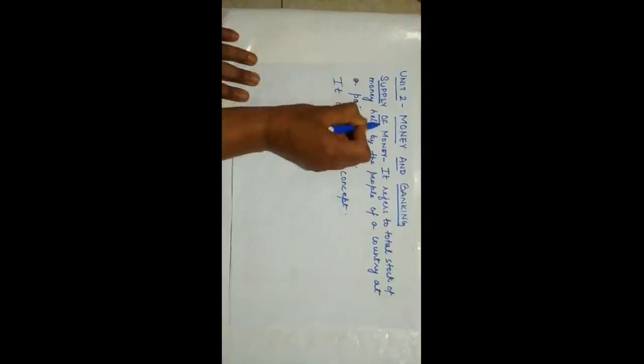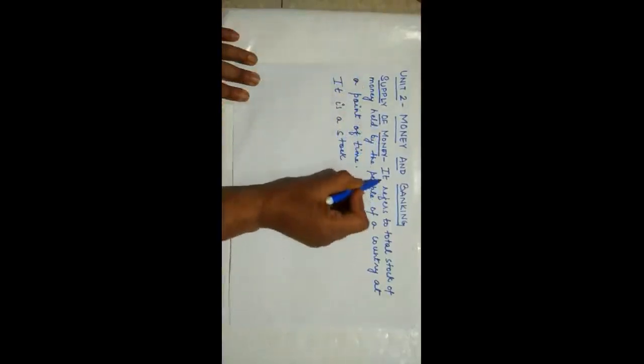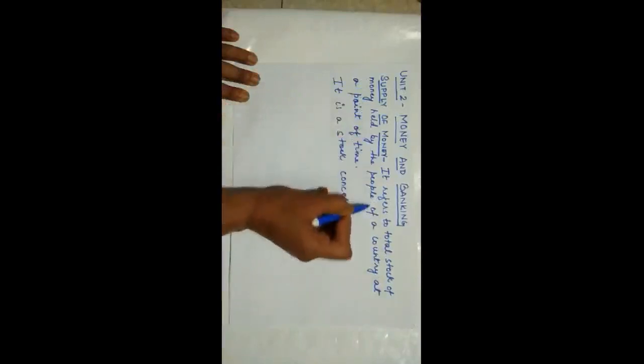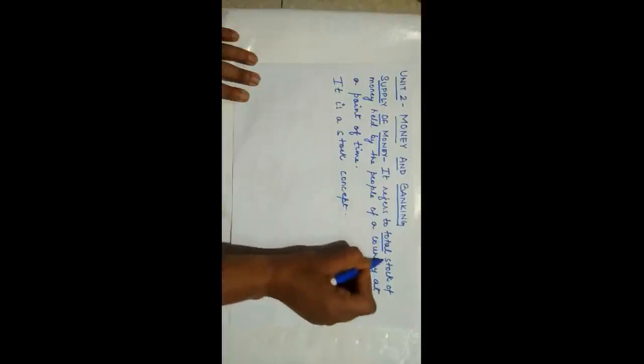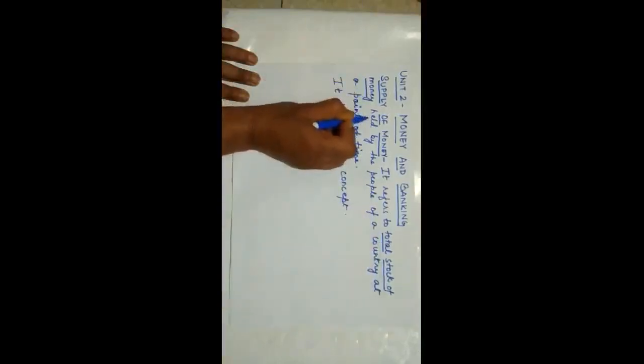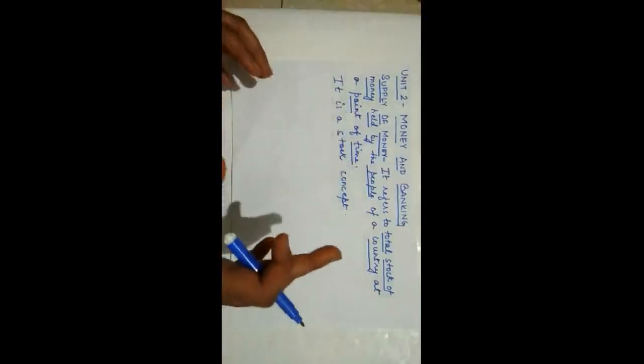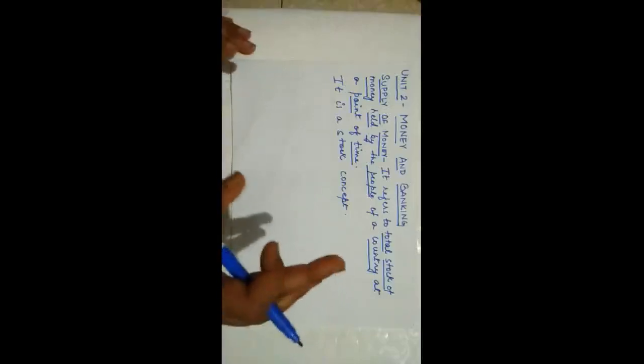What do you mean by supply of money? Supply of money is a very important topic. It refers to the total stock of money held by the people of a country at a point of time. So the total amount of money that is held by the people of the country at a point of time is known as supply of money.